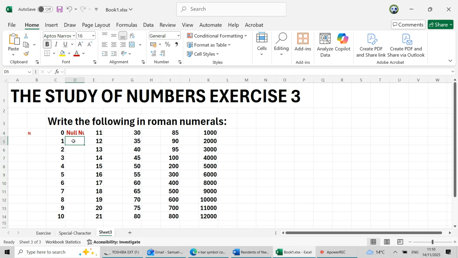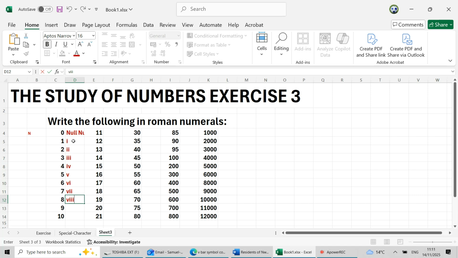Number 1 in Roman numerals is a small letter I. Number 2, double I. Number 3, triple I. Number 4, IV. V is for 5, I is for 1, so we are taking away 1 from 5 to make 4. And number 5 is V. This is one of the key symbols that you need to master, V. Number 6 is 5 plus 1, which is VI. 5 plus double I, which is 2, gives us 7. 8 is 5 plus 3. 3 is represented by triple I. That's why we have V triple I.